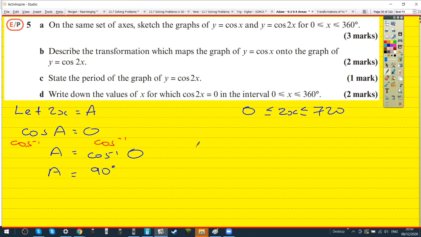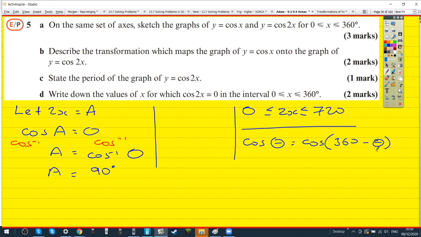How do you get an additional solution for cos? Do you remember? I'm not sure if we did it. No, I don't remember. Cos theta is equal to cos 360 minus theta. And so it is 360 minus your first answer. So cos 90 equals cos 360 minus 90. You can cancel out the cos, and so it's just 360 minus 90, which is 270.